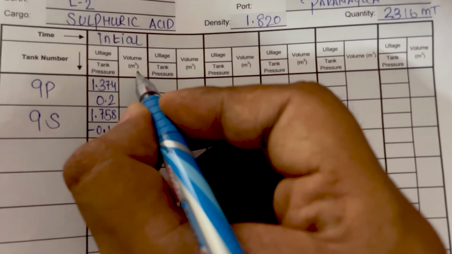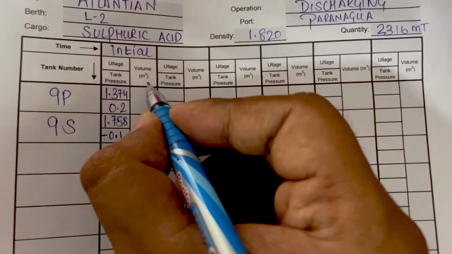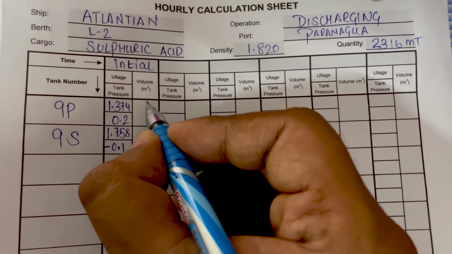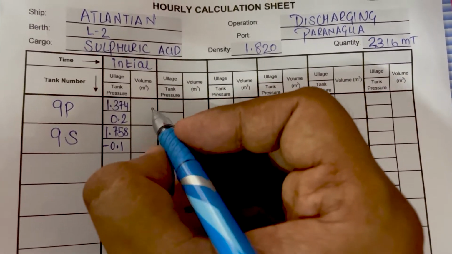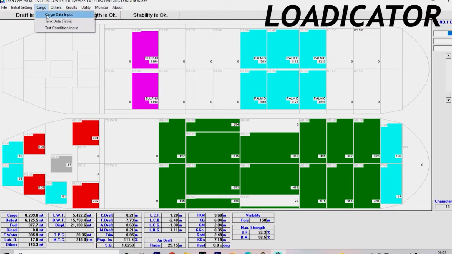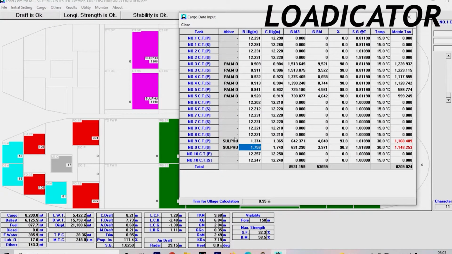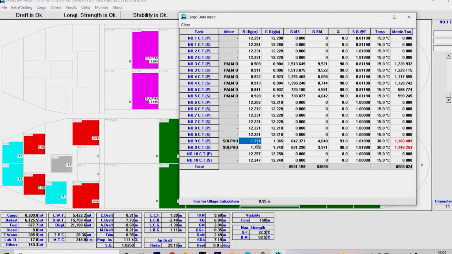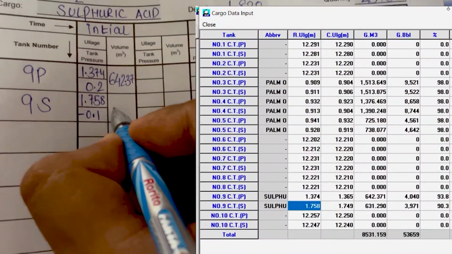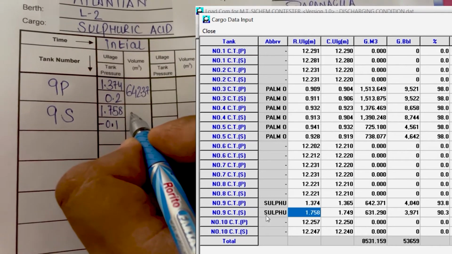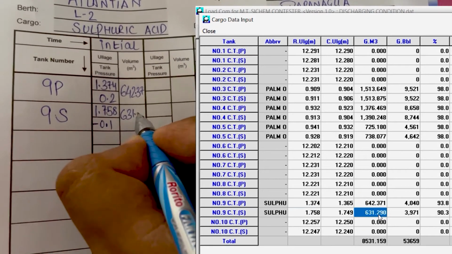As you can see over here, this is volume. On any ship you go, in the hourly calculation sheet, you will see that you have to write down the volume, or the observed volume as they say. So if we go into this Loadicator and open it, and go to cargo data input, here you can see it is 642.37. This is the observed cubics. Now for 9 starboard, the observed cubics is 631.29.